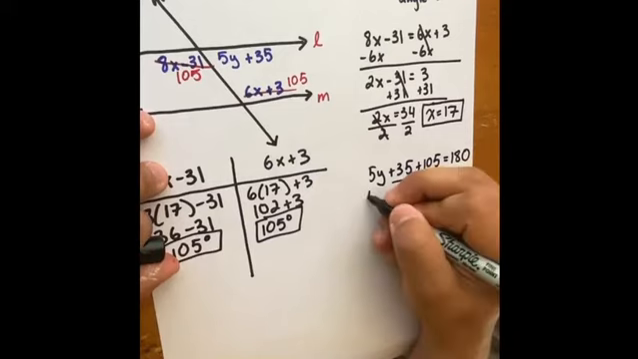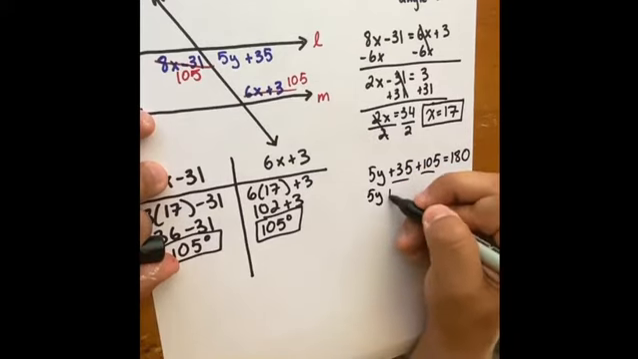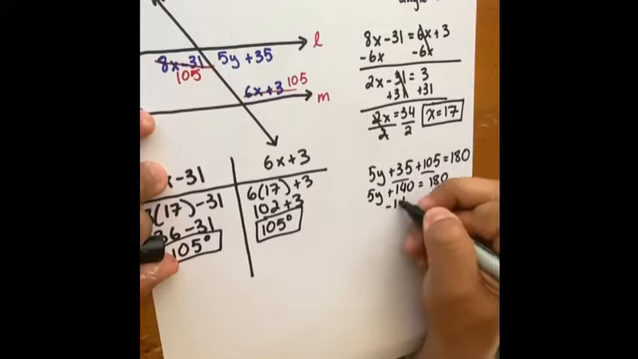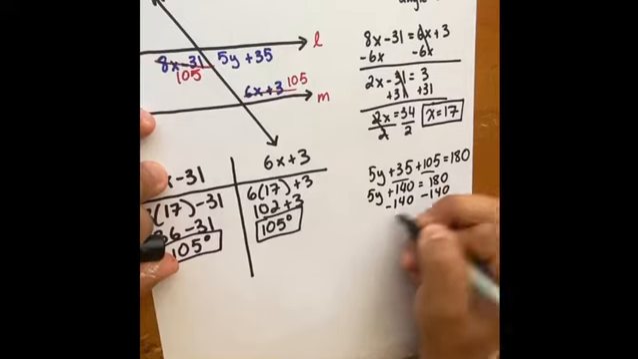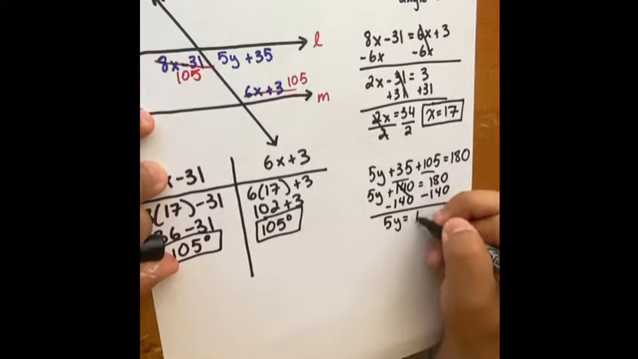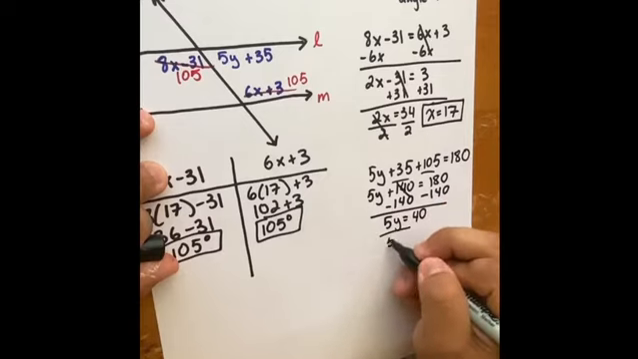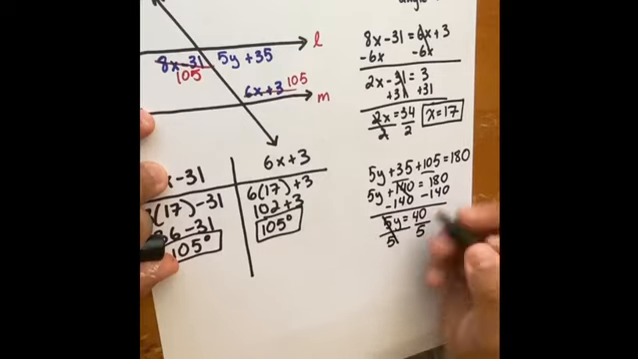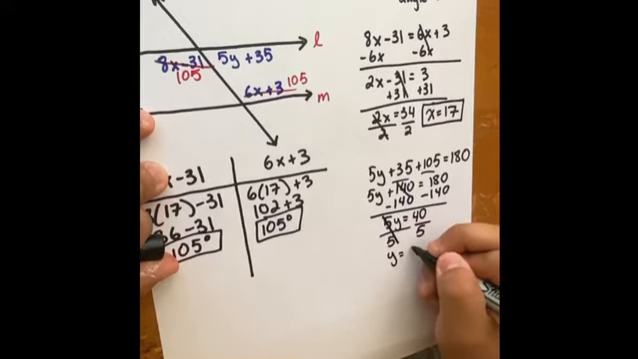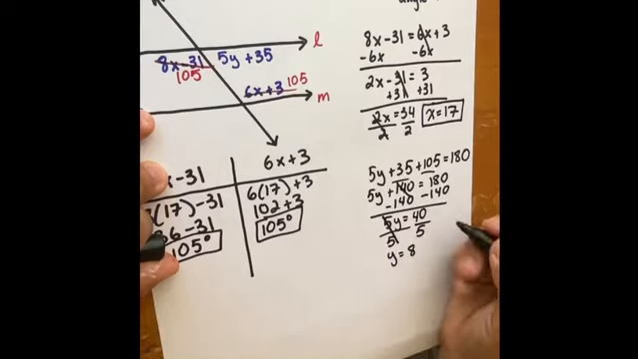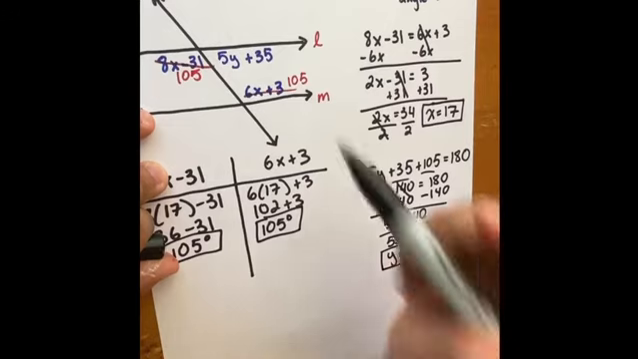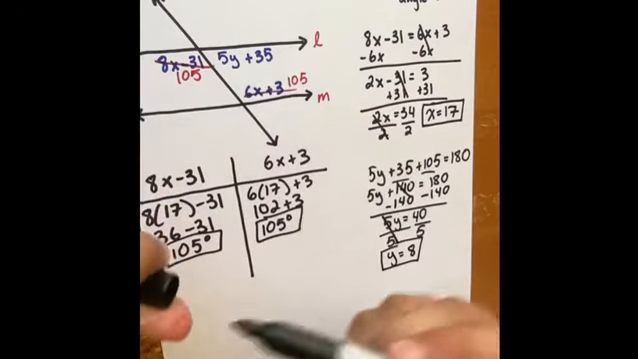Here I have like terms, so I have 5y plus 140 equals 180. Subtract 140 on both sides, and I get that 5y is equal to 40. Divide each side by 5 to get y by itself, and I get that y is equal to 8. Y equals 8 is going to help us find what this angle measure is.